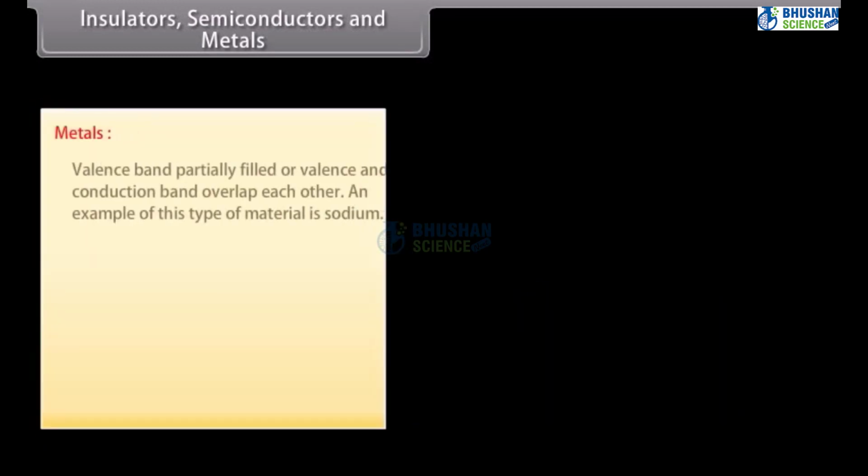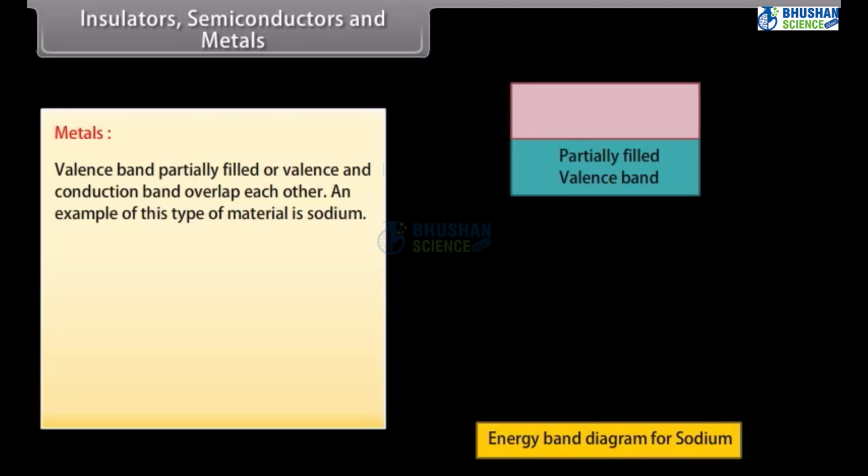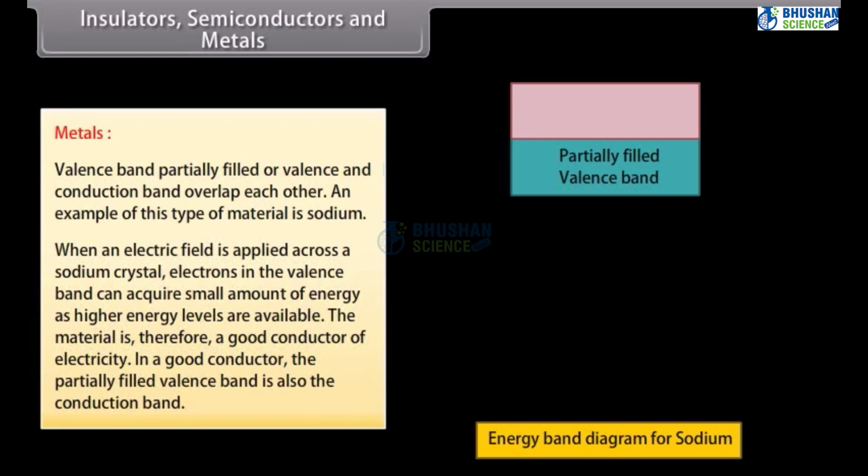Metals. Valence band is partially filled, or the valence and conduction bands overlap each other. An example of this type of material is sodium. When an electric field is applied across a sodium crystal, electrons in the valence band can acquire a small amount of energy as higher energy levels are available. The material is, therefore, a good conductor of electricity. In a good conductor, the partially filled valence band is also the conduction band.